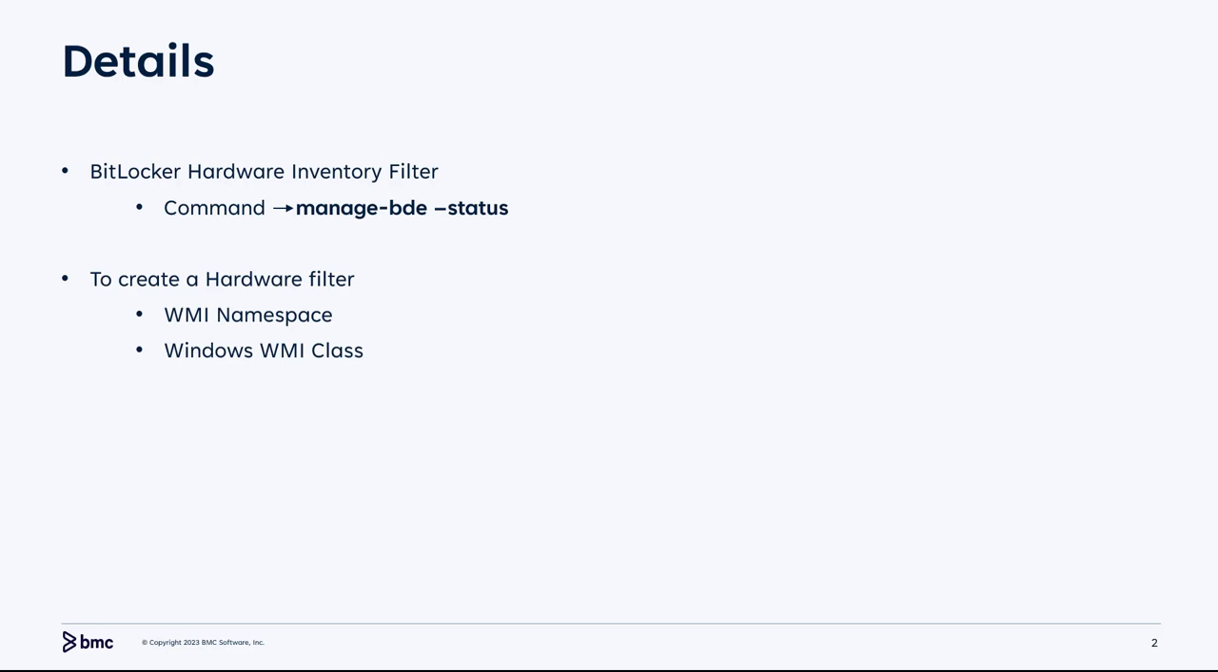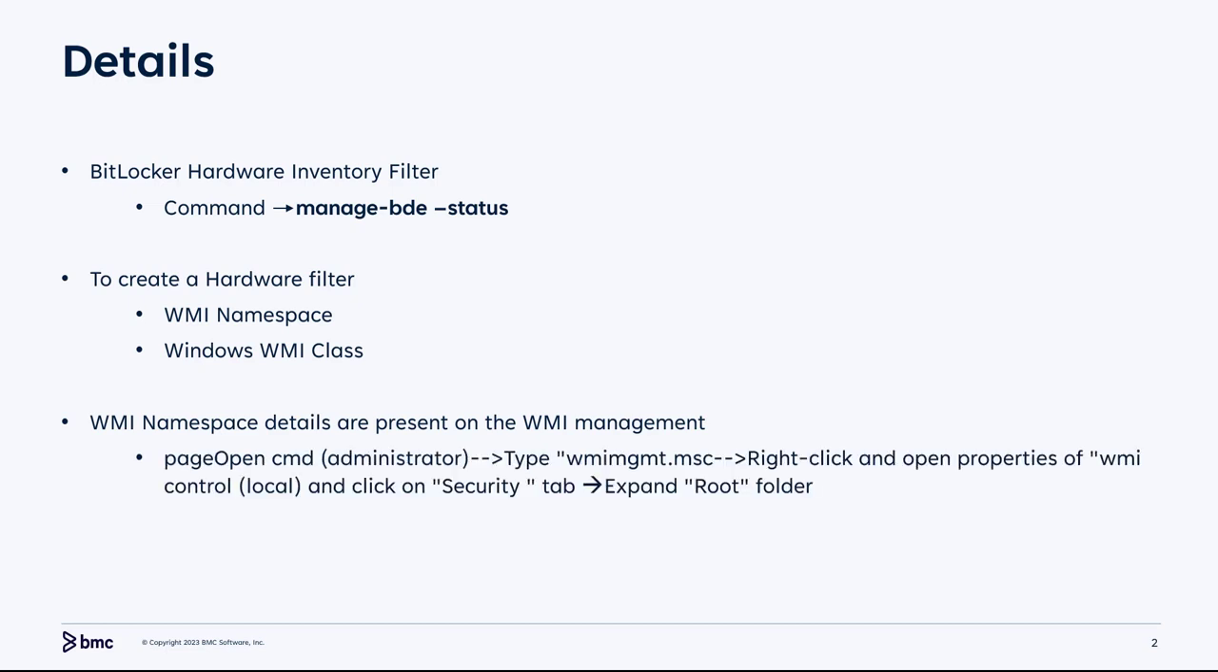To create a hardware filter, you need to know the WMI namespace and its respective Windows WMI class. The WMI namespace details are present in the WMI management console, and you can access it by opening the command prompt as an administrator, typing wmimgmt.msc, accessing the properties, going to the security tab, and when you expand the root folder, you will see all the namespaces that are supported. Windows WMI class details can be searched online.